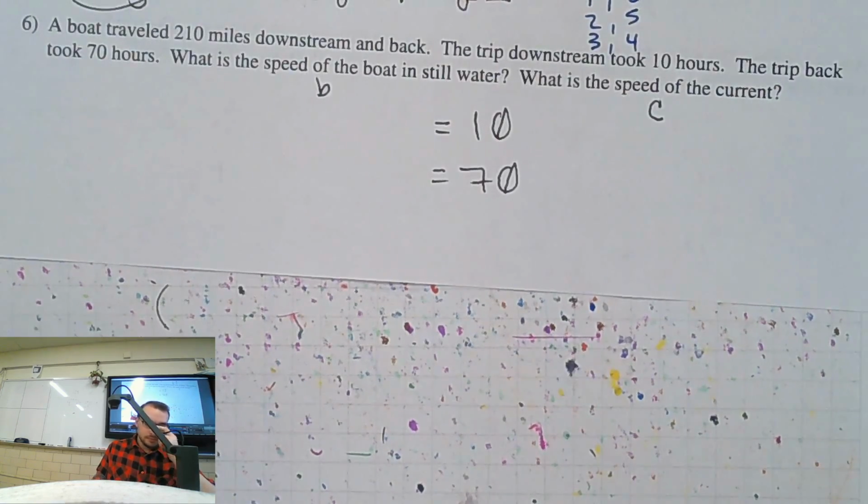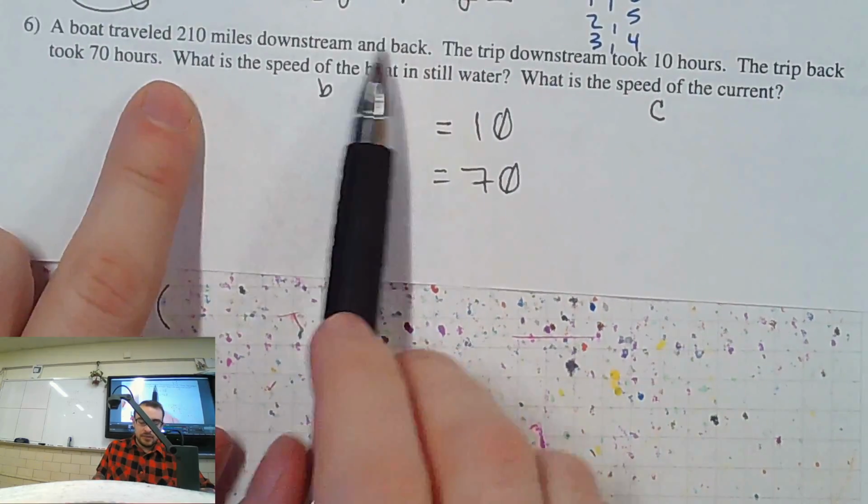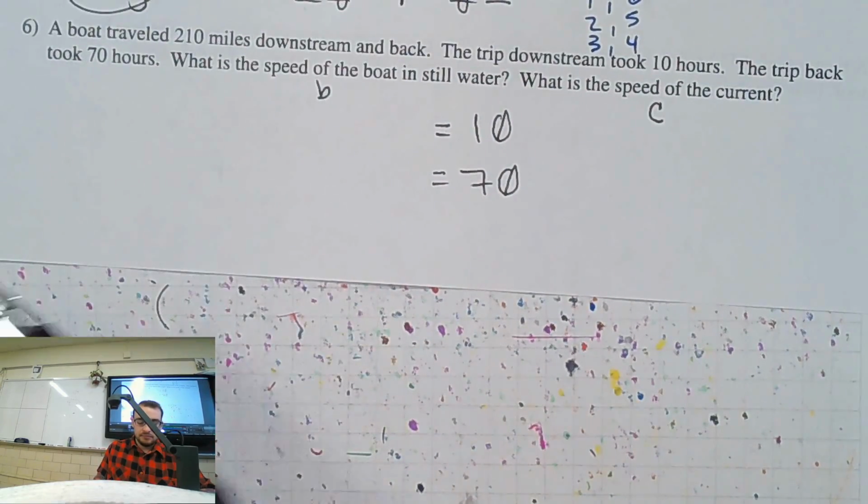So we don't know the speed of the boat or the speed of the current. But we know in total it traveled 210 miles down the stream and back. Miles per hour.